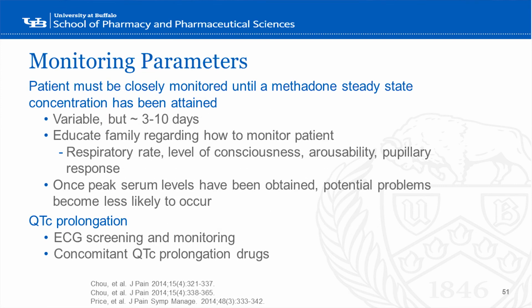Some monitoring parameters that are important: the patient must be closely monitored until methadone reaches that steady state concentration. Again, it could be anywhere between 3 and 10 days. So especially in our home care patients, we educate the family on how to monitor the patient, including watching their respiratory rate and level of consciousness, their ability to be aroused, and their pupillary response. But once peak serum levels have been obtained, potential problems become much less likely.